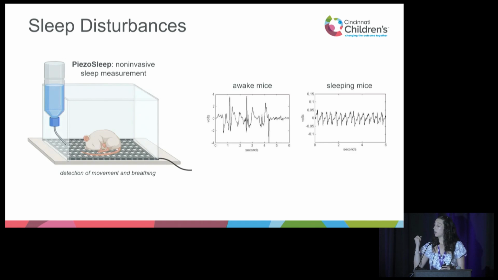So awake mice, as you can see, have this very chaotic sort of detection, right? They're moving, they're breathing at irregular rhythms, maybe they're eating, maybe they're drinking, they're moving around. Sleeping mice have a very regular 4 Hertz rhythm that we can detect, and in that way actually discriminate between sleep and wake.